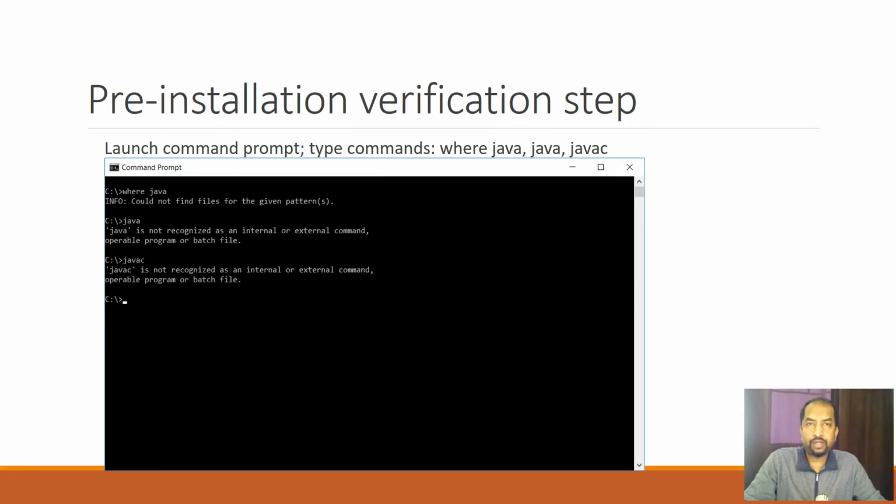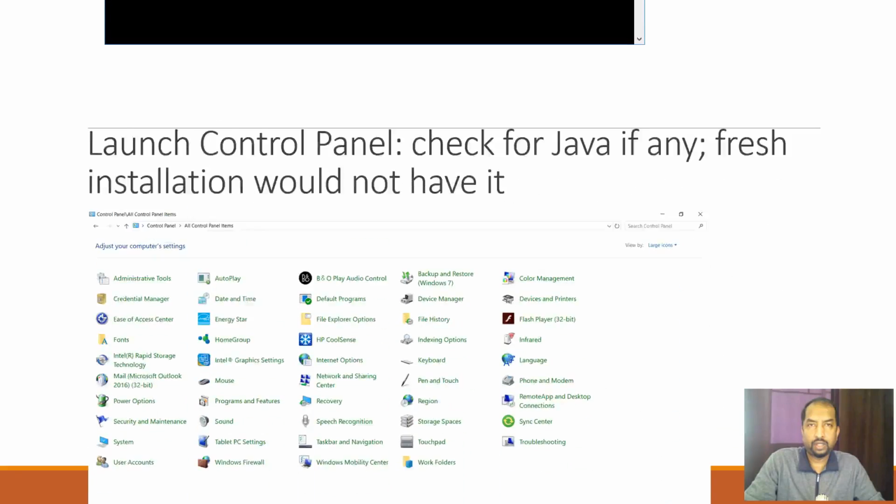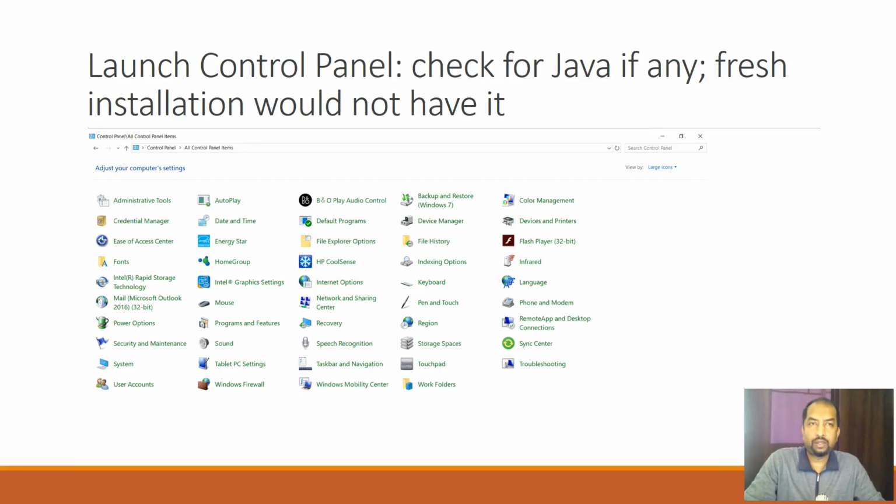So in this step, you just need to follow the pre-installation verification step. Launch the command prompt, type commands like java, java -version, or javac. Any one of them or all of them wouldn't be recognized because Java was never installed. Let us move on. Launch control panel and check for Java. If Java is found, it means Java is installed. If it is not found, it means Java is not installed yet on the machine.